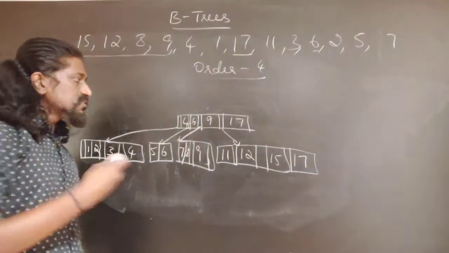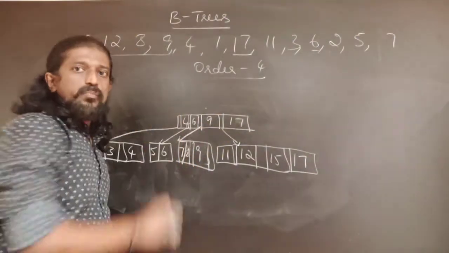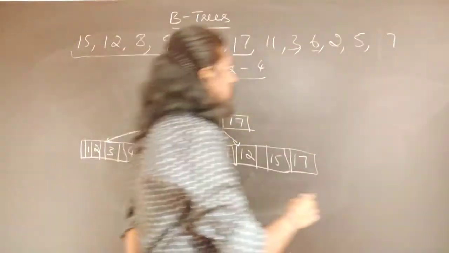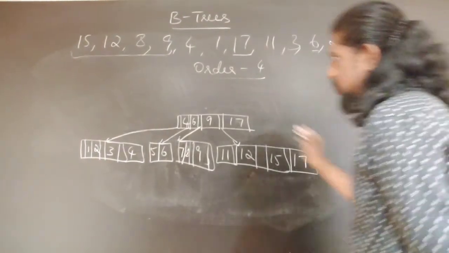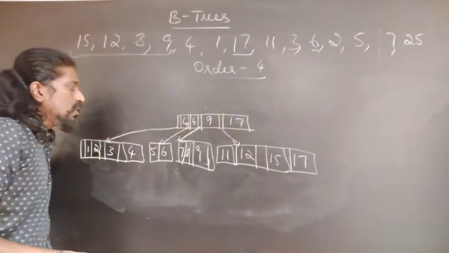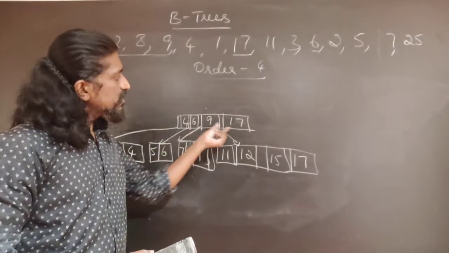Okay. Now let us see when will the root split. Okay. So let us assume I am going to insert an element 25 into this particular B tree. So 25 happens to be greater than 17 also.